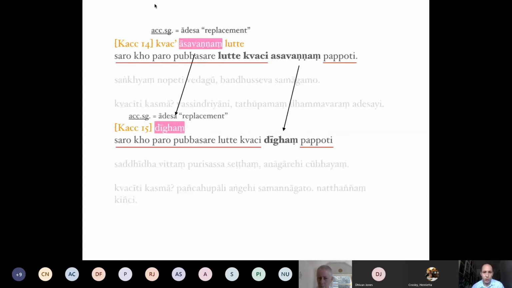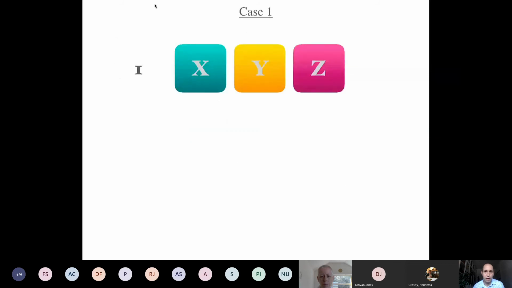So here you can see that the adesa, the replacement in Kaccāyana 14, is expressed with an accusative singular, and in Kaccāyana 15, this accusative singular is blocking or cancelling the previous one, so the previous one does not recur, is replaced with digam. But the rest is the same, the rest recurs. This is how Anubhuti works. This is a very basic example of Anubhuti that anyone can understand, and it reminds us of the case one that we saw last day, but we are going to repeat quickly here how Anubhuti or recurrence works.